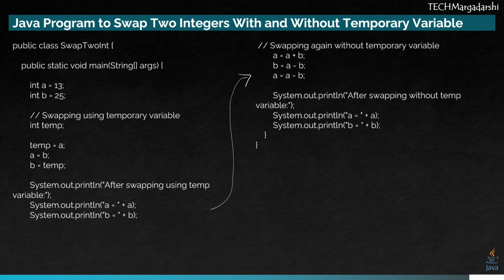Next, we perform swapping again without using a temporary variable. Here we use arithmetic operations. First, we add both numbers and store the result in a. Then, we subtract b from a to get the original value of a. Finally, we subtract the new value of a from the sum to get the original value of b. Both approaches produce the same result, but the second method demonstrates logical problem solving using arithmetic operations.